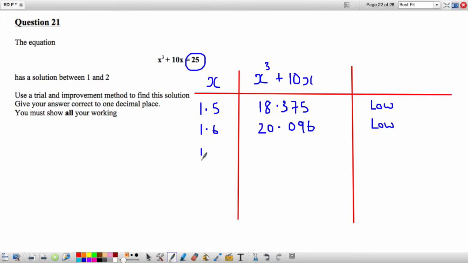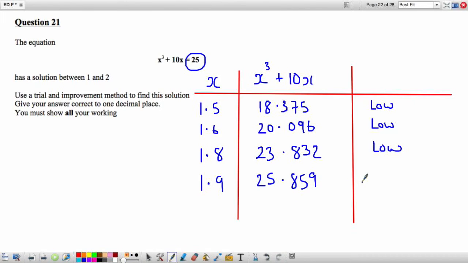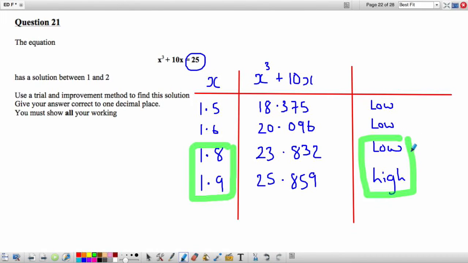This again is too low. So let's go up a little bit higher. Let's try 1.8. Substituting in 1.8 gives us 23.832. This value is still too low. So going higher again, 1.9 will give us 25.859. This answer is too high. So here we have the situation where our trials, correct to 1 decimal place, are consecutive. One answer is too low and one answer is too high.